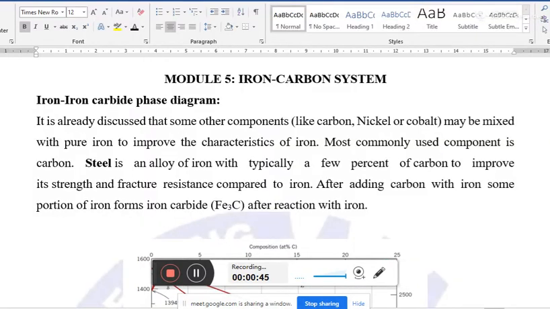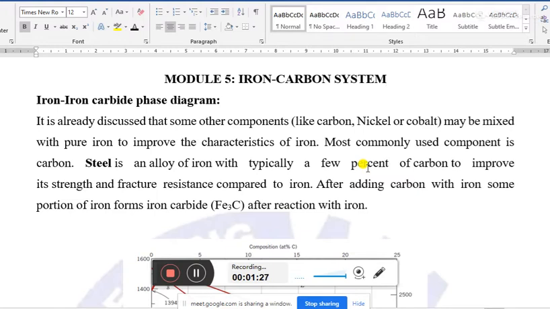That is iron carbon system. This is the name of the module, and the next topic is iron carbide phase diagram. Iron carbide phase diagram is nothing but when some carbon is actually mixed with pure iron. Now I think you have a slight idea about the steel. Steel is the construction material which is very much important in civil engineering structural construction. Steel is actually made from iron with a slight mixture of carbon.